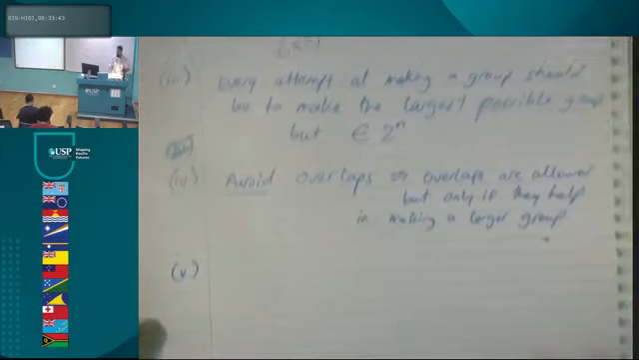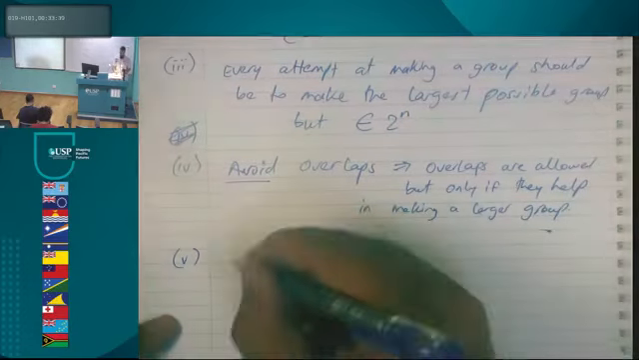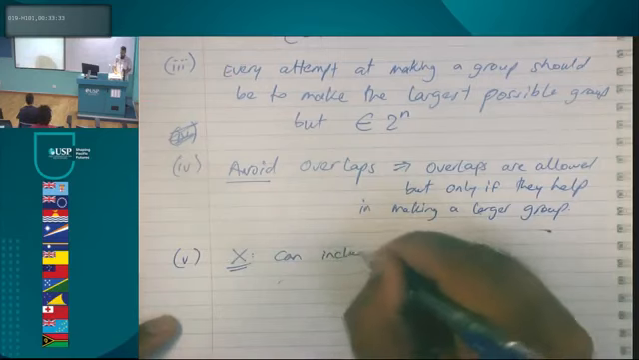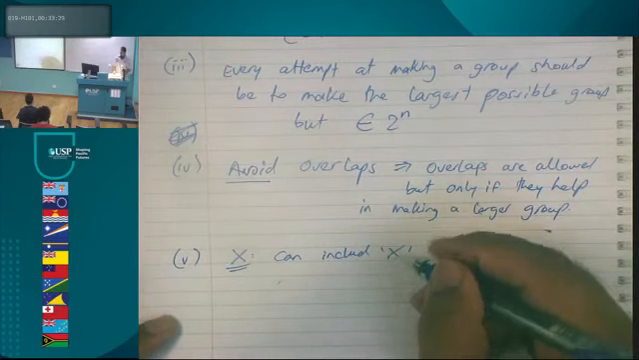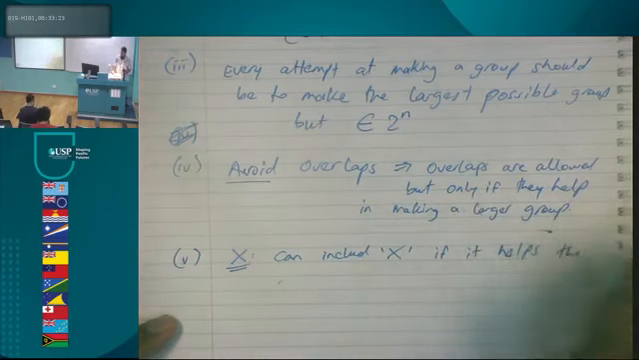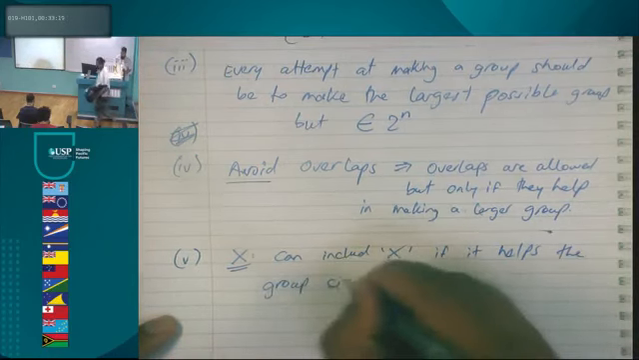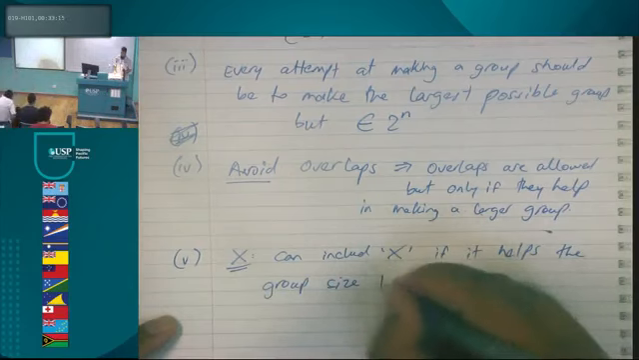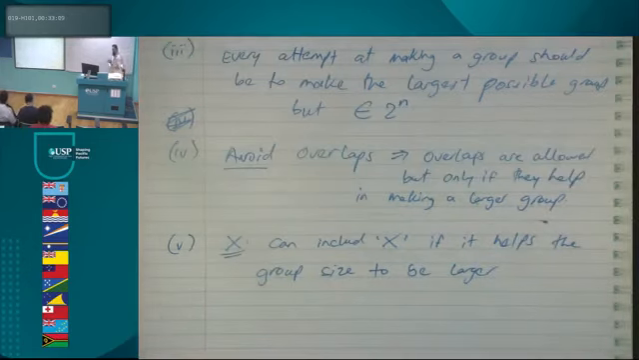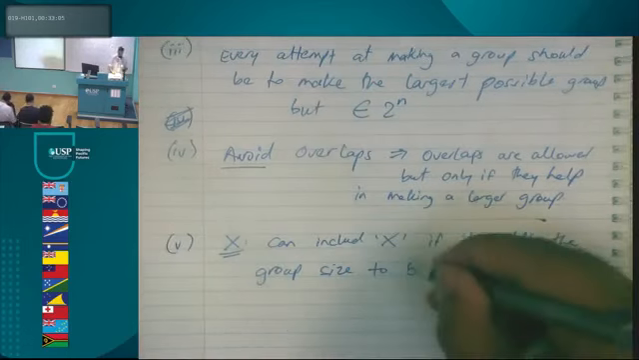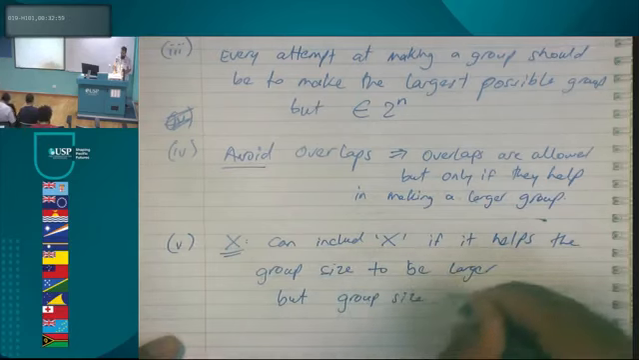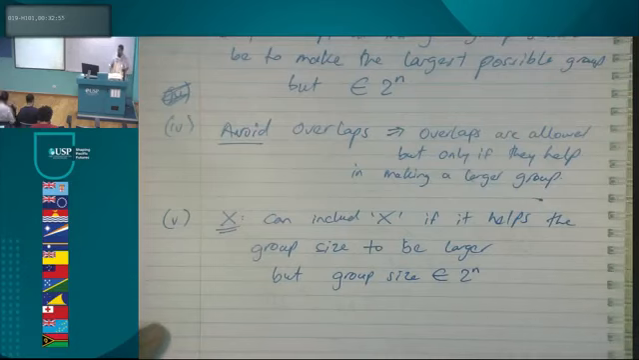Number five, with regards to don't care, can include don't care if it helps the group size to be larger. Can only include the X if it helps you in making a larger group size. But what is the catch? The group size has to be 2 to the power of n. Okay. All right, let's go and do that problem.